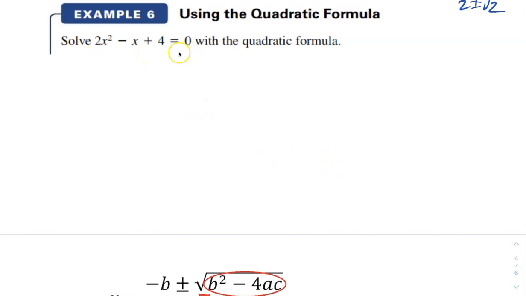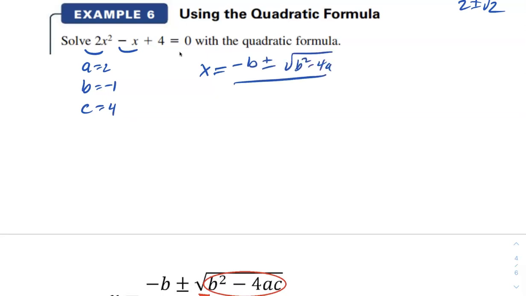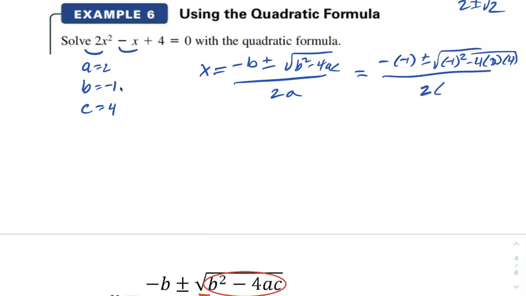So it's already set equal to 0. How nice. So all I've got to do is figure out my values. A is 2, B is negative 1, and C is 4. Alright, so the quadratic formula is this, negative b plus or minus the square root of b squared minus 4ac, all over 2a. So we're going to substitute everything in. B is a negative again. So negative, negative 1 plus or minus the square root of negative 1 squared minus 4 times 2 times 4, all over 2 times 2.